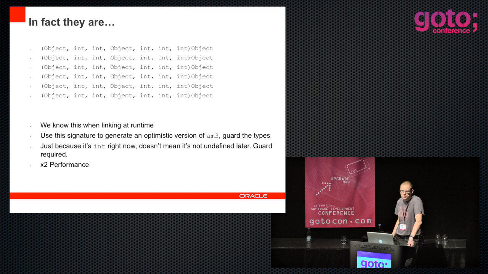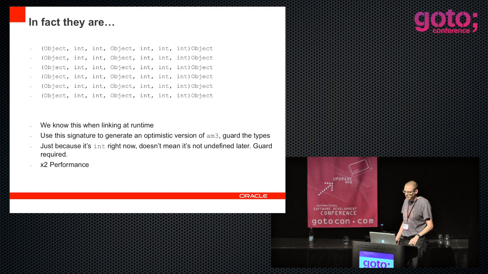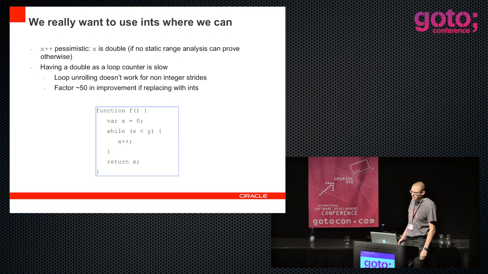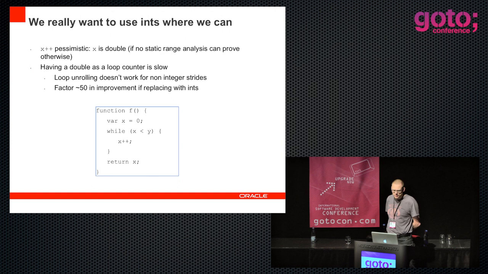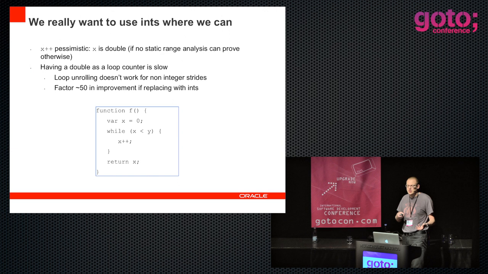Now we're starting to get one foot into the dynamic optimistic territory. But we're still nowhere near a native VM like V8 would be on something like this. So we really want to use ints wherever we can. Doubles are slower than ints, as was my case before. But a simple thing like x++ has to pessimistically be a double operation if we're in the static world, because if we can't prove anything else, that's the narrowest type guarantee that will work.